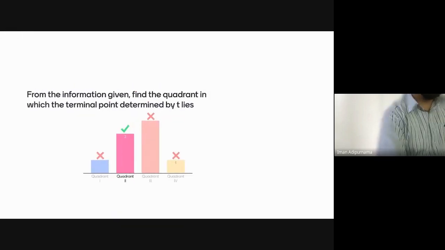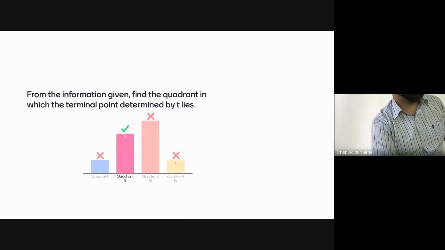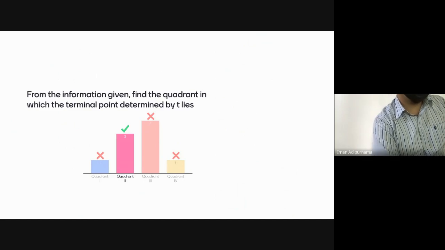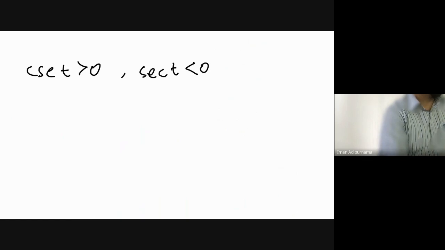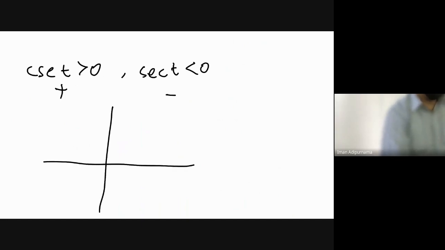The question: from the information given, find the quadrant in which the terminal point determined by t lies. So you need to find which quadrant. You have cosecant positive and secant negative. Now let's draw the quadrants. This is 1, 2, 3, and 4.